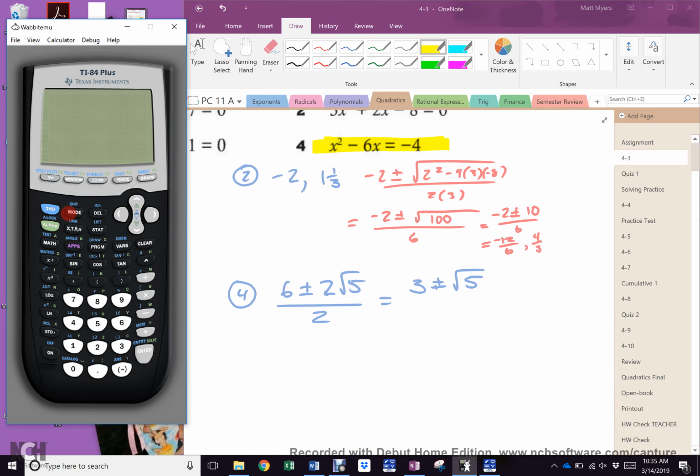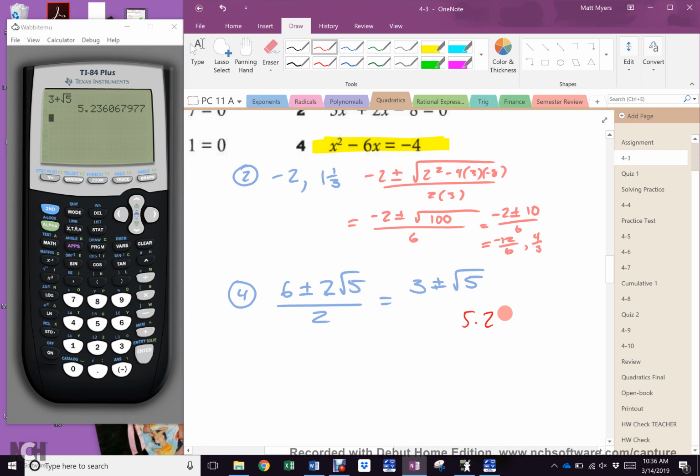Agreed? Everyone agree? Okay. So 3 plus root 5 is 5.236. Everyone agree? And the other one would be 3 minus root 5. Everyone agree? 0.764. We're going to round that off. Is everybody cool? All right.